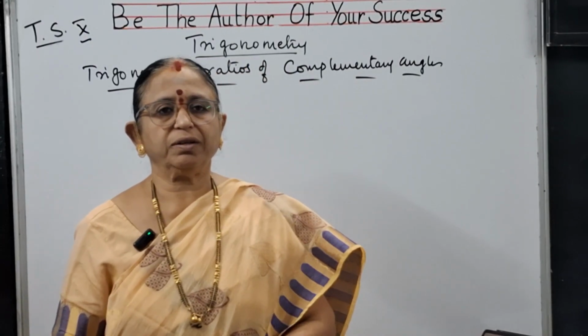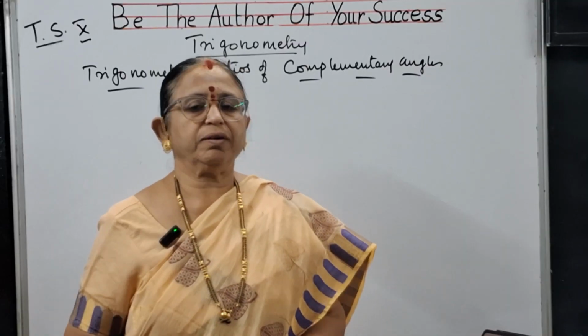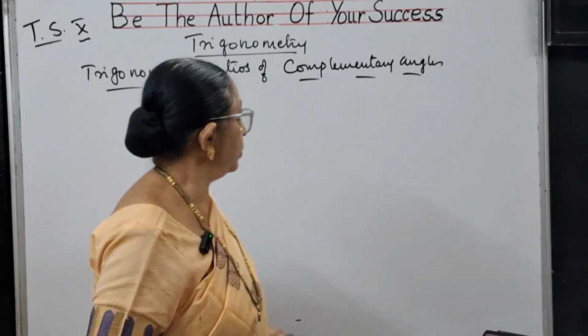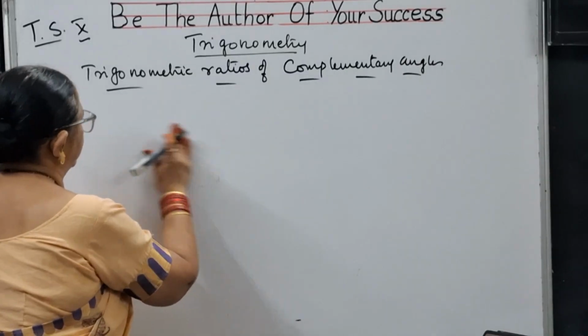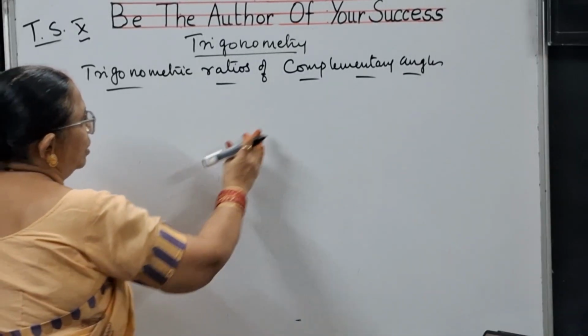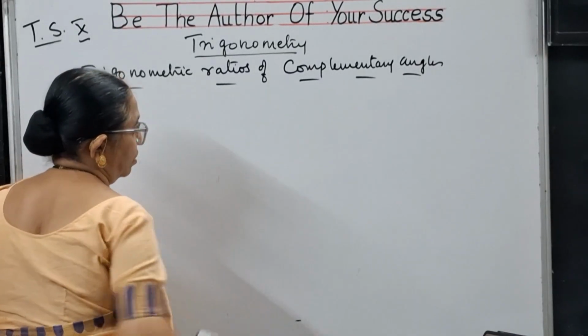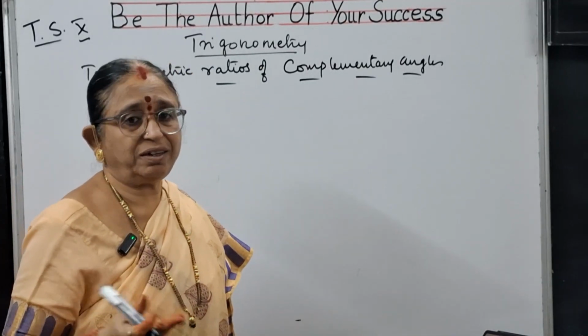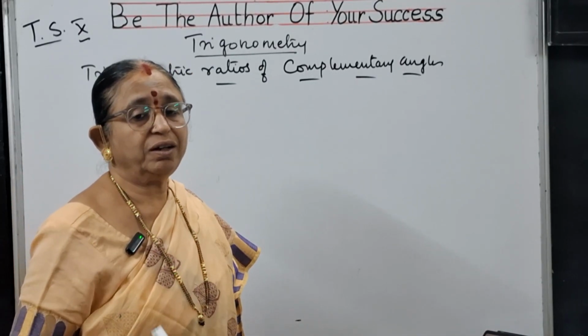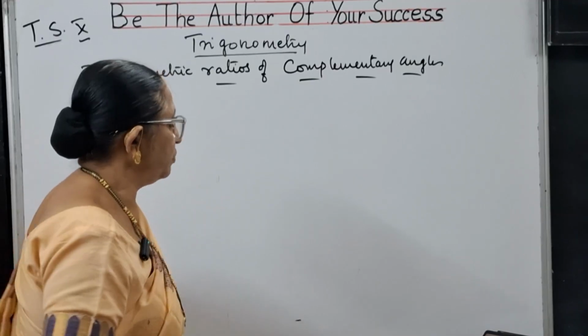I am now dealing with 10th class maths trigonometry. In that we are going to talk about trigonometric ratios of complementary angles. So what are complementary angles? You know better. When the sum of two angles is 90 degrees, we call them complementary to each other.